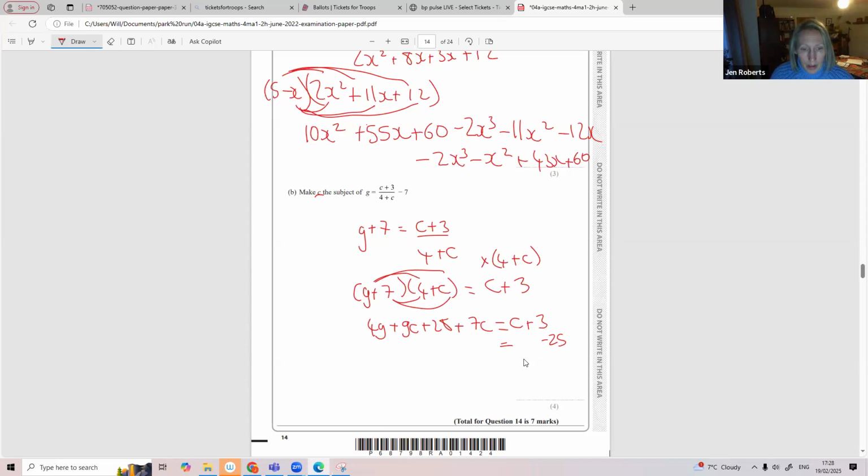I'm going to take away 4G from both sides, so I'm going to leave my GC. I've got my 7C, but I need to take C off both sides. 7C, take away 1C, gives you 6C. Now, this is the point where a lot of people get stuck. What do we need to do? We need to factorise this into a single bracket to isolate the C, because that's what we're making the subject.